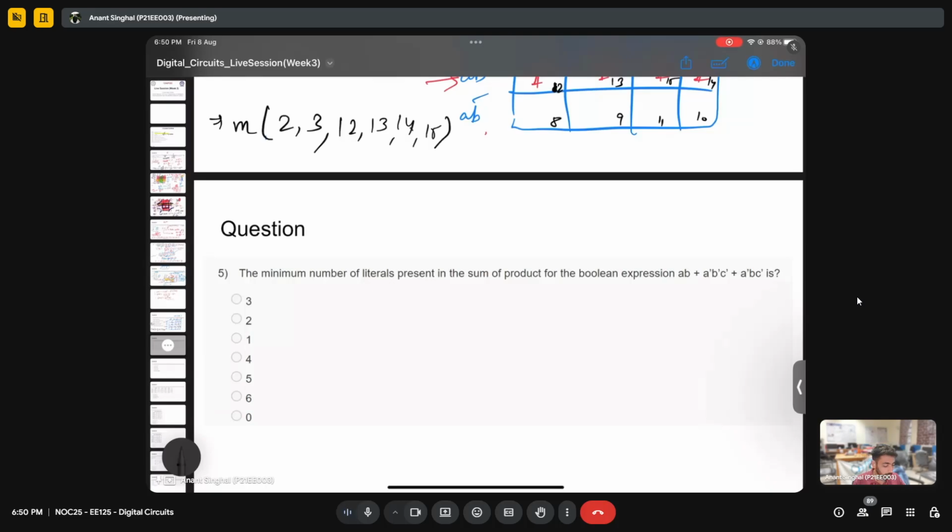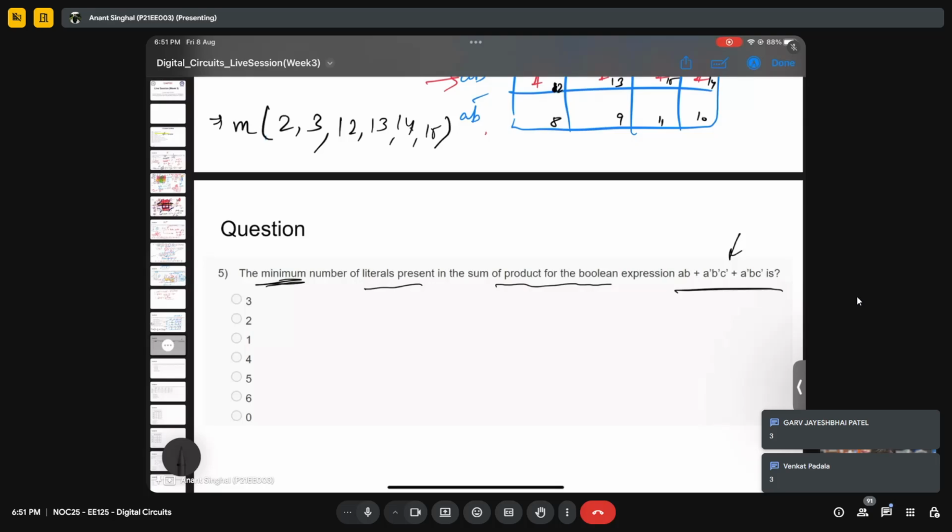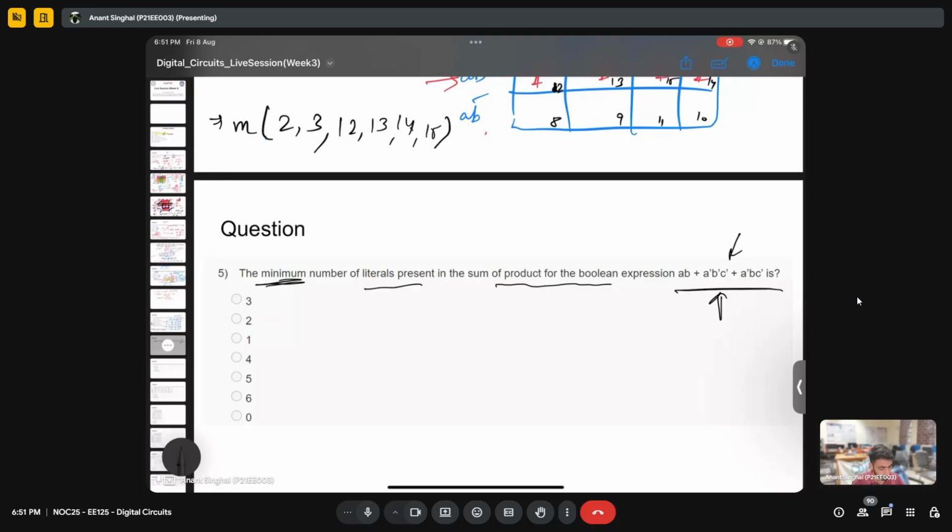The next problem is the minimum. Minimum means you have to minimize the number of literals present in the SOP form for this. Can anyone tell first of all how many literals are there in this expression? Anyone having any idea? 3, sir. Answer is 3. Okay, let's wait. Can anyone tell why? How many literals are there in this expression without any simplification? A, B, C, sir. Okay, let me give you clarity.